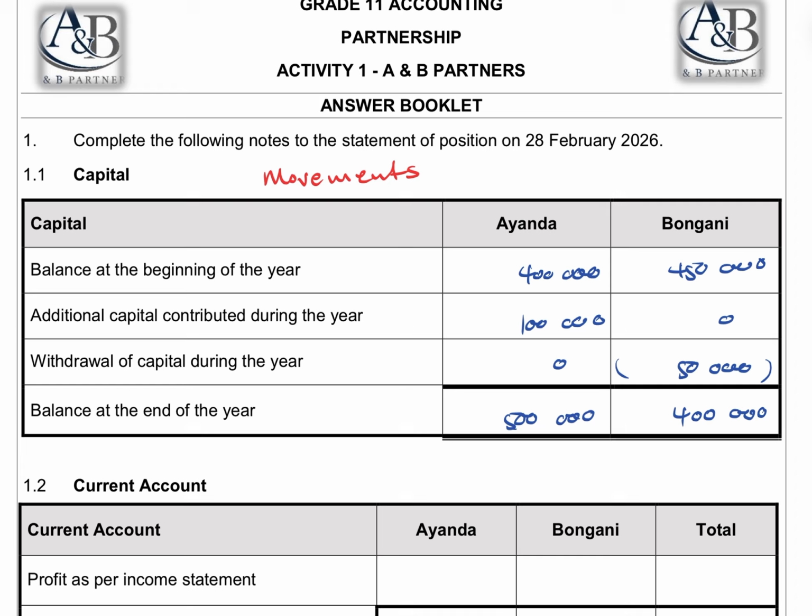So in the next video, we are going to use these capital balances to complete the current account note. We are going to calculate the partner's salaries, interest on capital, Bongani's bonus, primary distribution, final distribution, drawings, as well as the closing current account balances. So make sure you watch part 2 because that is where the full profit distribution takes place. That brings us to the end of part 1. Today we have completed the capital note for Ayanda and Bongani.